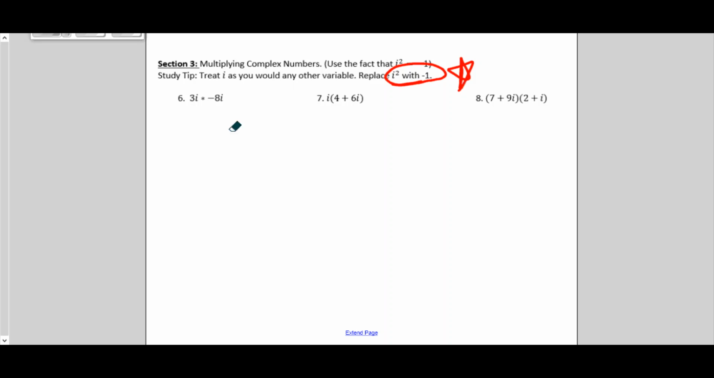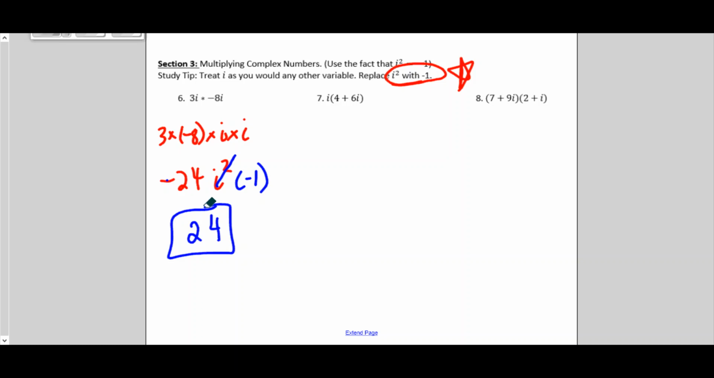So in number 6, I have 3i times negative 8i. So I'm going to multiply the numbers together. So I'm going to do 3 times negative 8. Then I'll multiply the letters together. So this will be multiplied by i times i. Well, 3 times negative 8 is negative 24. And i times i, remember, you add the exponents. So this will be i squared. Anytime you see i squared, you replace it with negative 1. So I'm going to do negative 24 times negative 1, which is positive 24.